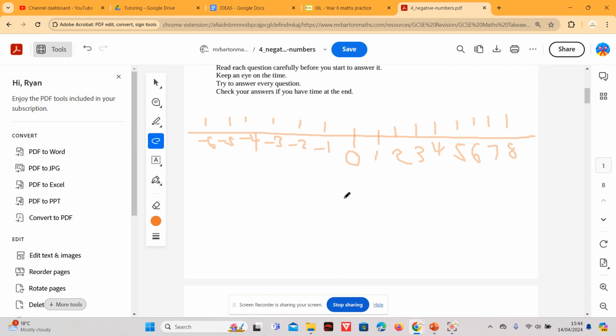And what happens with minus numbers is although the numbers on this side, like the 1 and 2, increase in value, the bigger the minus number actually means the smaller the number. So you've got to be very careful. So -1, for example, is bigger than -4, for example. I hope that makes sense.